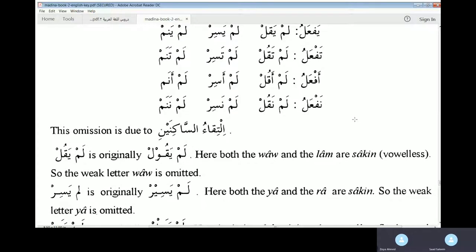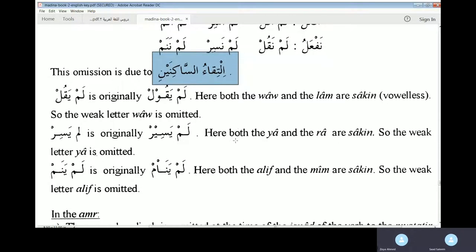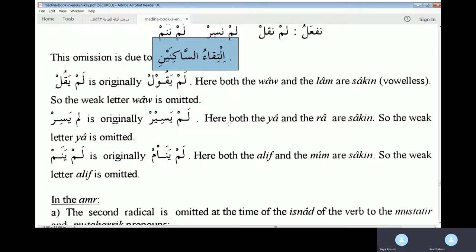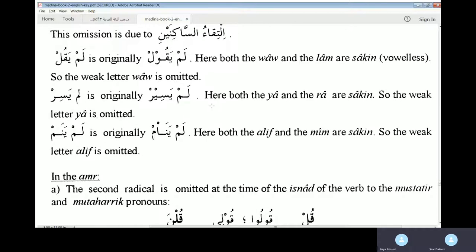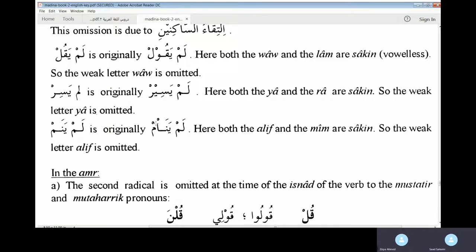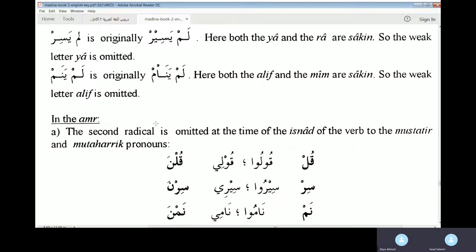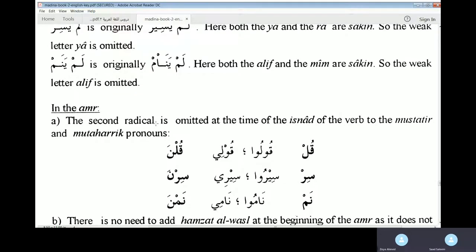The omission is due to iltiqa as-sakinayn. Lam yaqul is originally lam yaqul. Here both the waw and the lam are sakin, vowelless, so the weak letter waw is omitted. Lam yasir is originally lam yasir. Here both the ya and the ra are sakin, so the weak letter ya is omitted. Lam yanam is originally lam yanam. Here both the alif and the meem are sakin, so the weak letter alif is omitted.